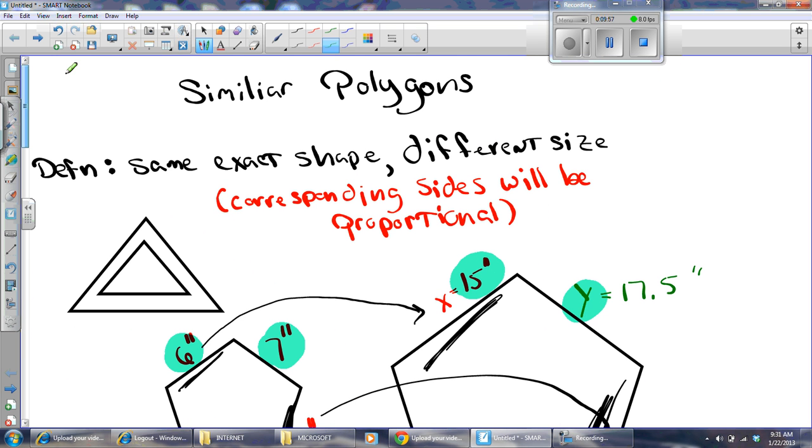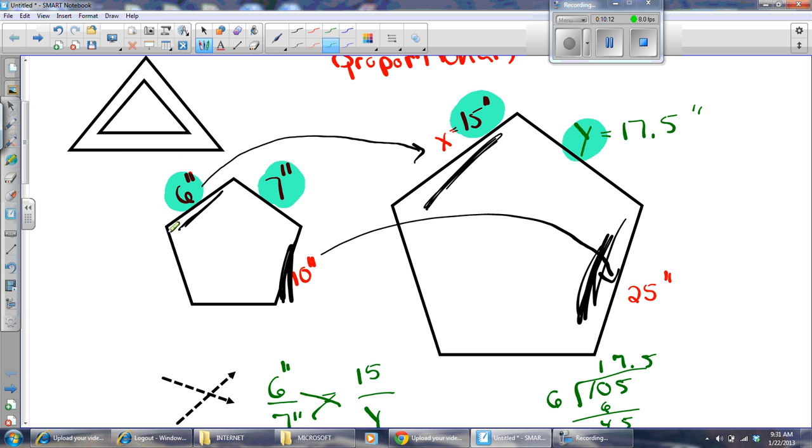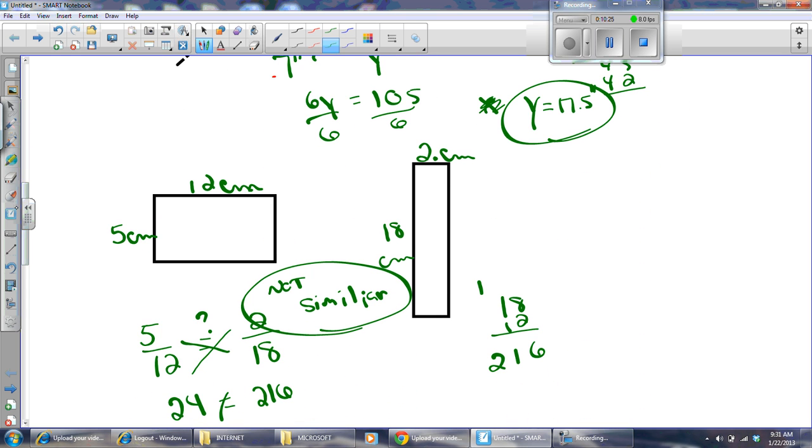Let's just quickly review. We can find the missing side of similar polygons. We know that similar polygons have the same exact shape, different size, which means the corresponding sides will be proportional. We're sure to set up, be consistent. You know, if we do 6 over 10, we have to do 15 over 25. Okay, if we do 6 over 7, then we have to do the 15 over the y, right, which is 17 and a half.